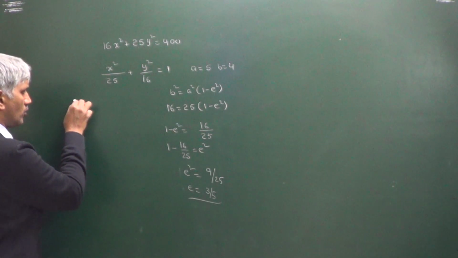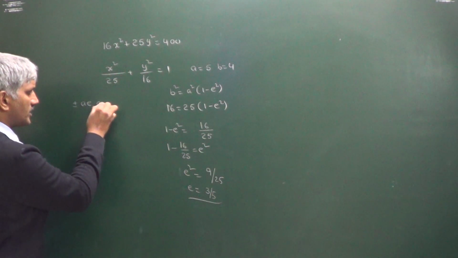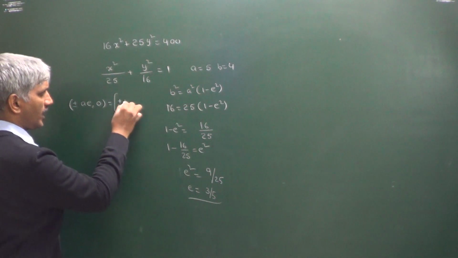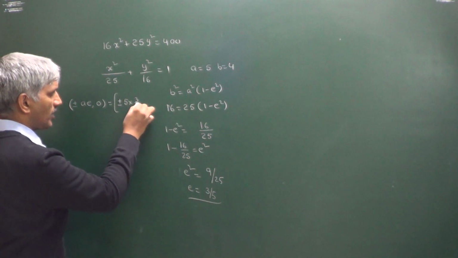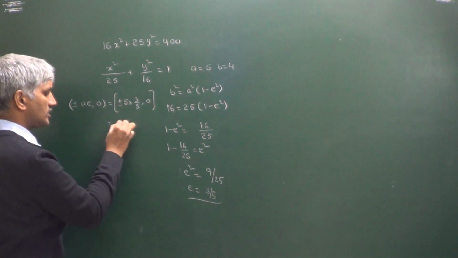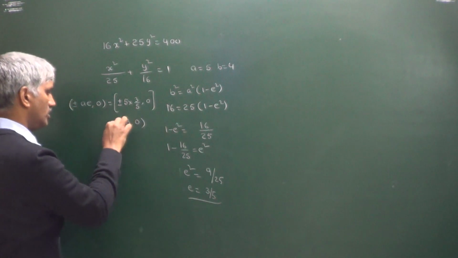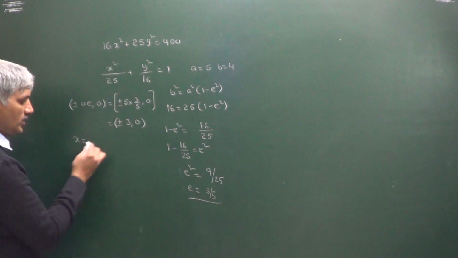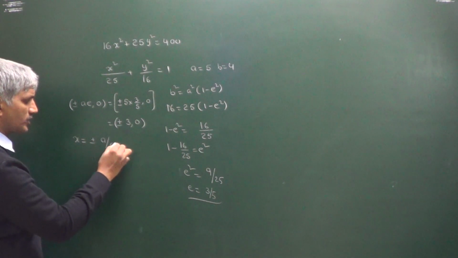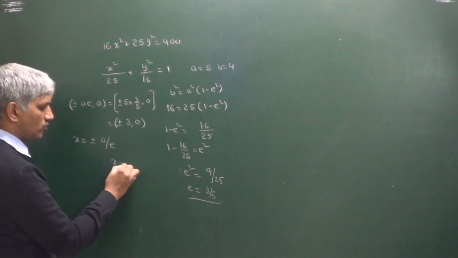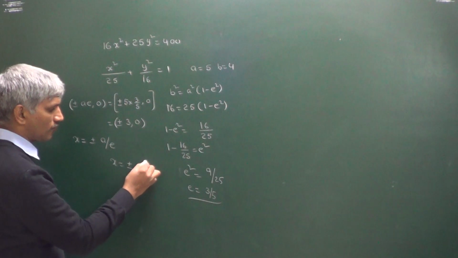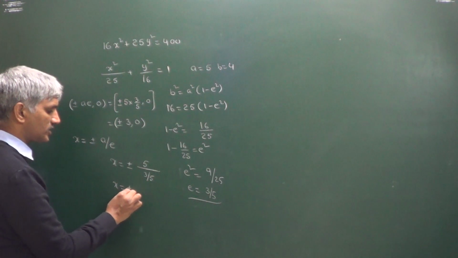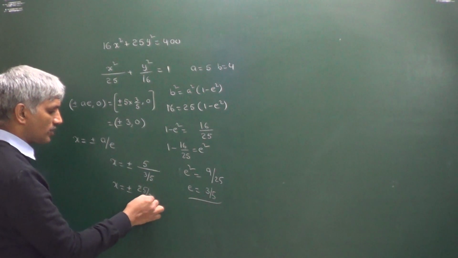Suppose he is asking to find the coordinates of the focus, then we can write plus or minus ae comma 0. That is nothing but plus or minus a value is 5 into e value is 3 by 5 comma 0. So we got the coordinates of the focus as plus or minus 3 comma 0. Next we want to find out the equations of directrices. x is equal to plus or minus a by e. These are the equations of directrices. So we can write x is equal to plus or minus, what is a? a is equal to 5 divided by e is equal to 3 by 5.